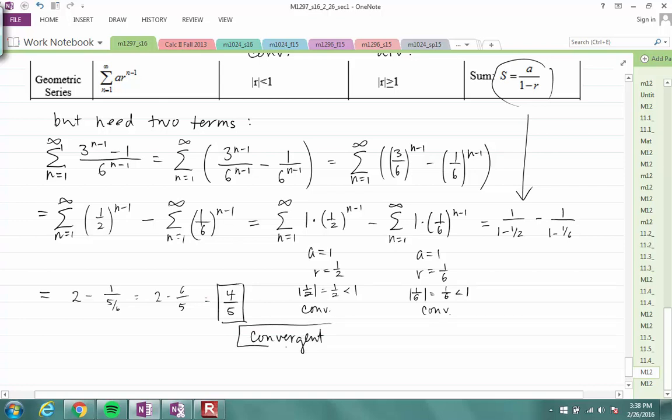And that's it. That's the last example in 11.2.